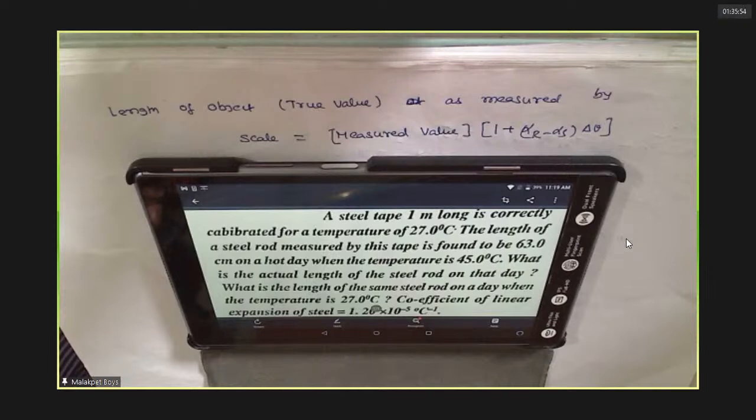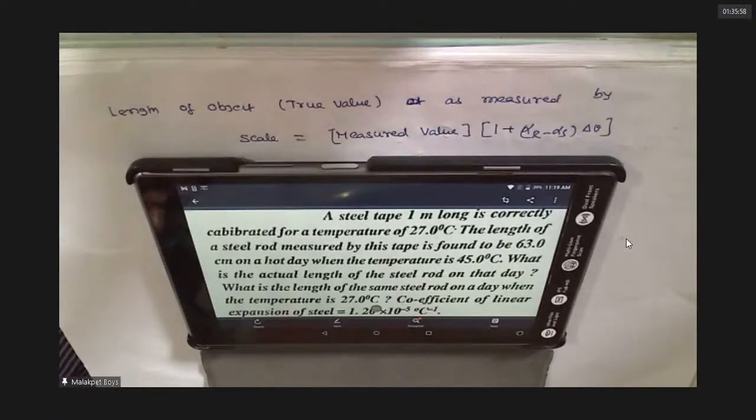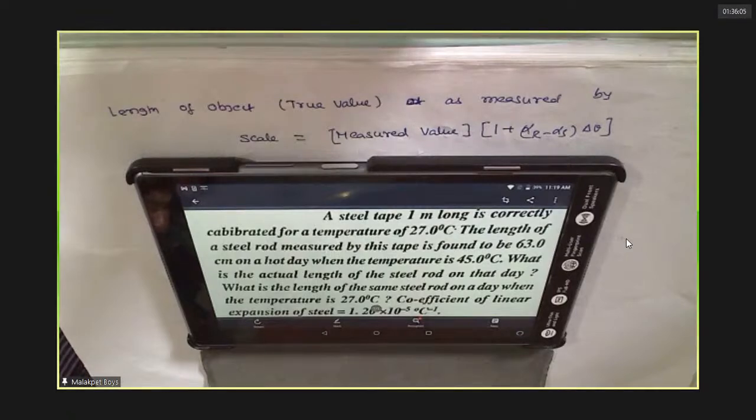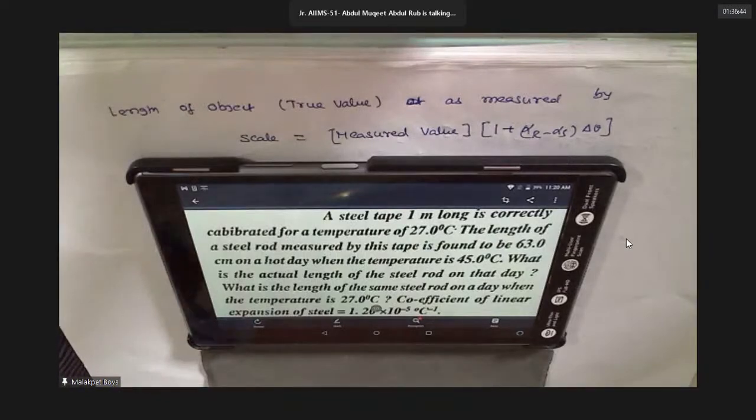Shall I turn this? One minute, sir. Writing. Finished? One minute, sir. Last line.